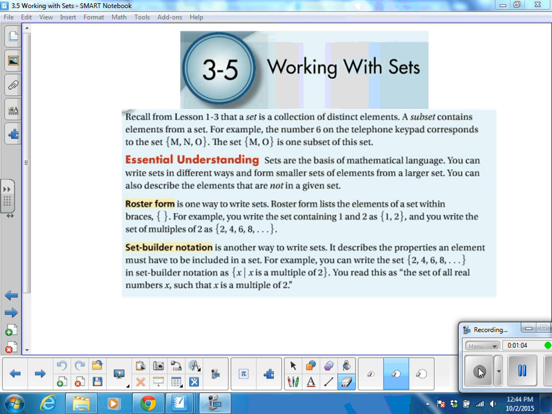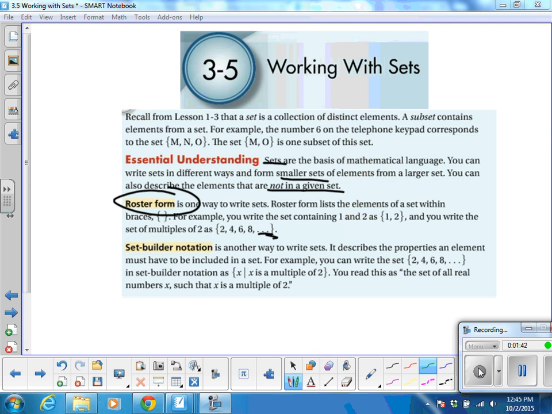So we're going to do a couple different things today. We're going to look at sets, and we're going to look at the smaller sets, and then we're going to look at not part of the given sets. Those are the three things we're considering. Now, a couple different ways you can write it is in roster form, and that's the one we're more familiar with, using braces. For instance, you would write the set containing 1, 2, and 3 as {1, 2, 3}. You would write multiples of 2 as {2, 4, 6, 8, ...} and then you would use dots to indicate that the list continues on. This is what we call roster form, kind of giving a roster of information.